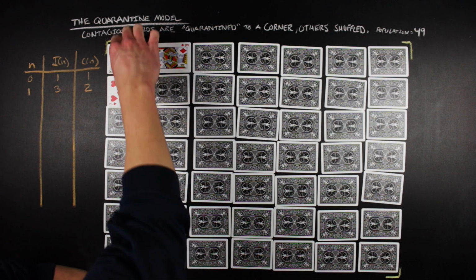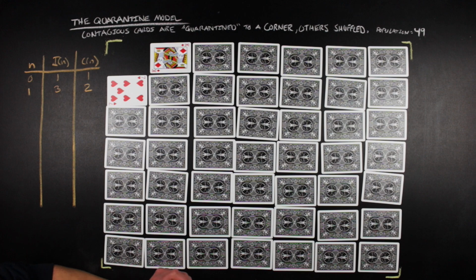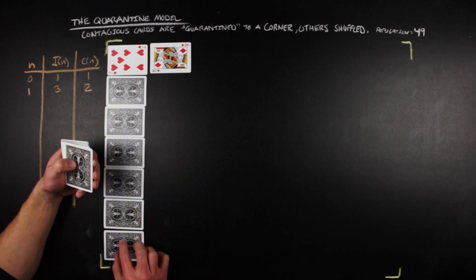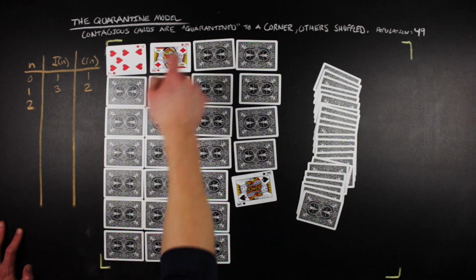Then we'll move the 2 contagious patients into the top left corner. In this case, I use the top row, but you can use the left column as well, because in both cases, it will have a similar effect since we're working with a square number of cards or people. At this point, I'm going to go ahead and iterate this quarantine model on this community of 49 people.